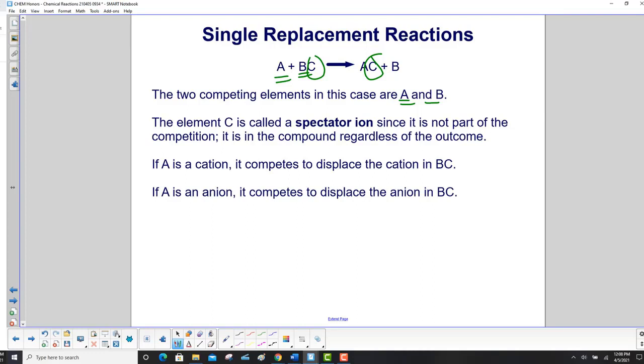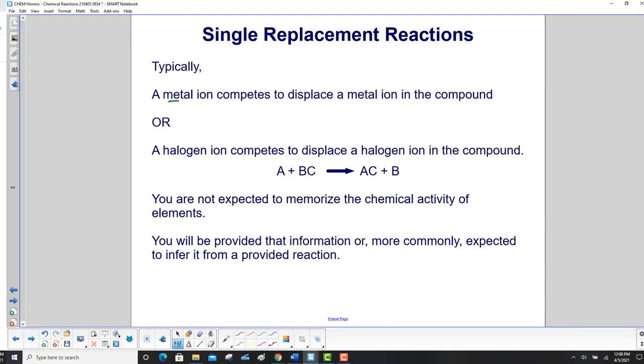If A is a cation, it competes to displace the cation in BC. If A is an anion, it competes to displace the anion in BC. Typically, a metal ion competes to displace a metal ion in the compound, or a halogen ion competes to displace a halogen ion in the compound. You are not expected to memorize the chemical activity of elements. You will be provided that information, or more commonly, be expected to infer it from a provided reaction.